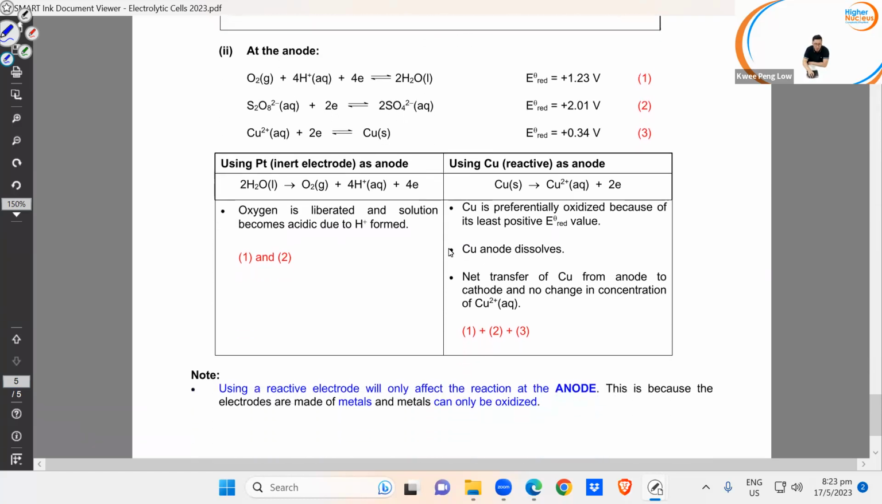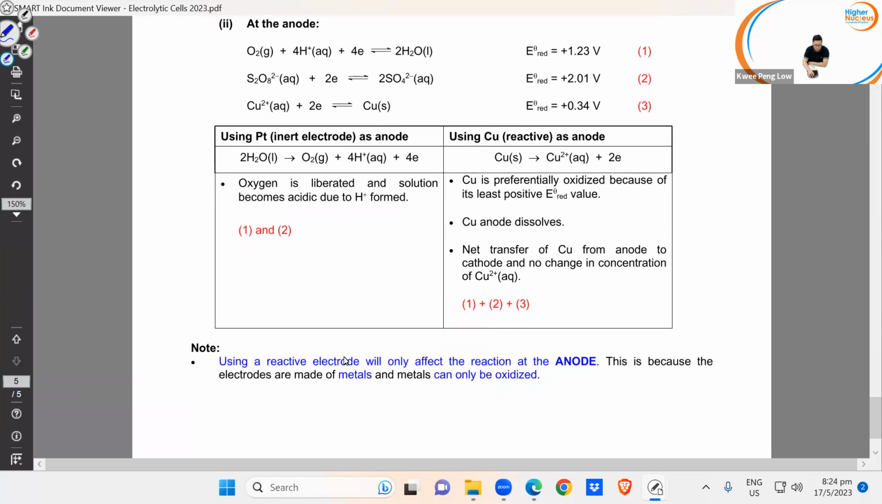So all in all, when you use a reactive electrode, it will only affect the reaction at the anode. Why? Because electrodes must be made up of metals to conduct electricity, and metals can only get oxidized, they cannot get reduced. So if you change from an inert electrode to a reactive electrode, the only difference will lie at the anode. There's no difference to the cathode, that's all. So this is all I have for you in this short lesson to show you in electrolysis who gets reduced, who gets oxidized, and how do you choose?